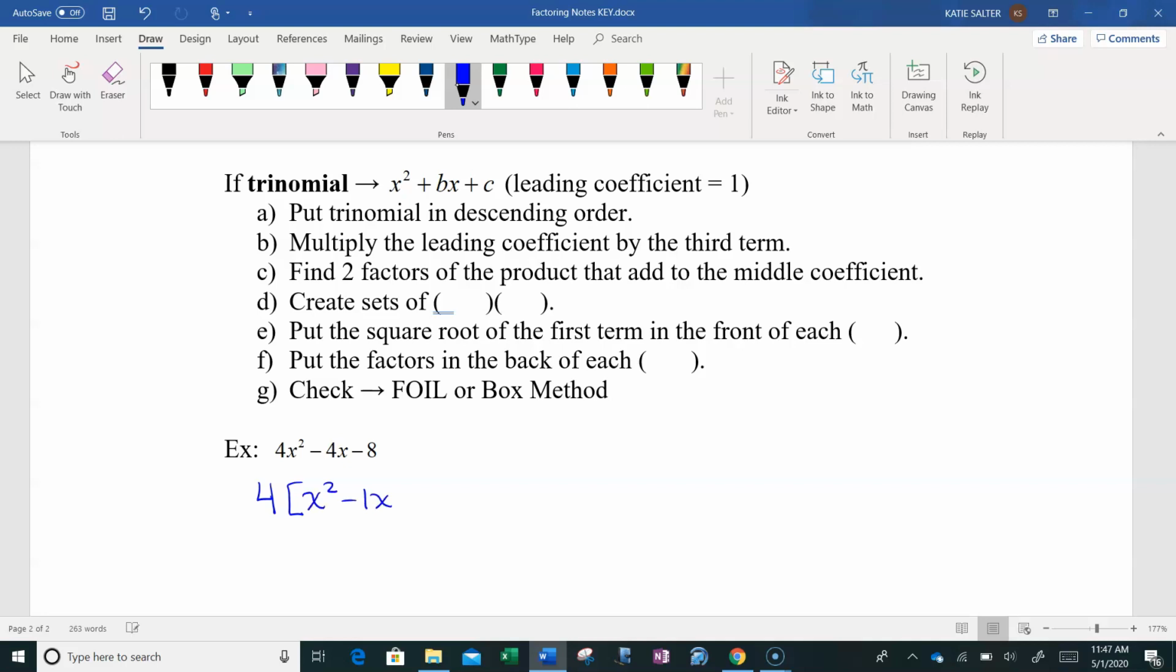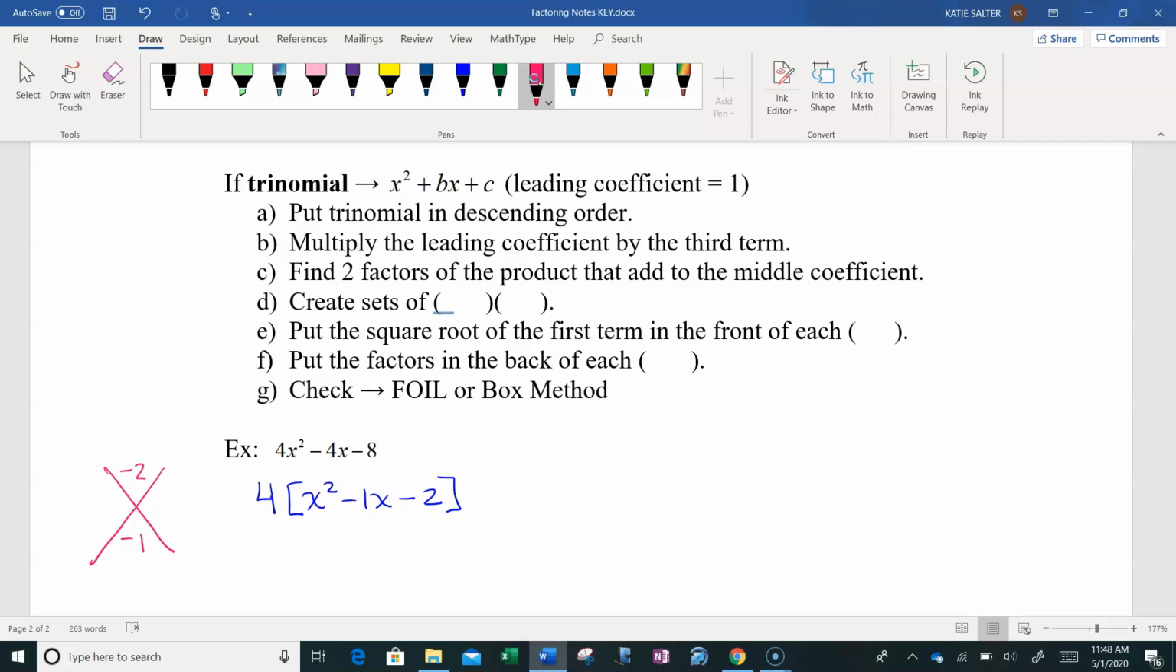minus 1x minus 2. Since the leading coefficient on the x squared term is now 1, to factor it, really all I'm doing is trying to find what numbers multiply to this last term, -2, because 1 times -2 is still -2, but add to this middle term of -1. So I'm going to still do my little x game over here. They have to multiply to -2, but add to -1.